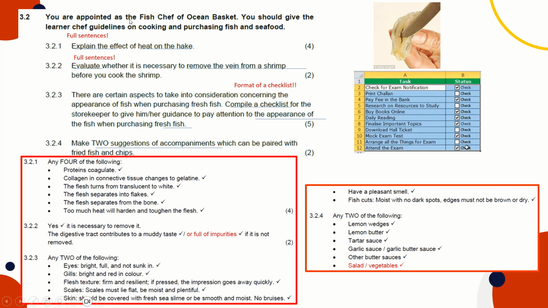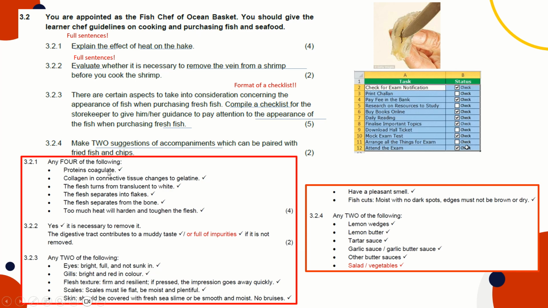3.2. You are appointed as the fish chef at the Ocean Basket. You should give the learner chef guidelines on cooking and purchasing the fish and the seafood. In full sentences, explain the effect of heat on hake for 4 marks. So 4 things need to be mentioned. What happens to the hake when you cook it?